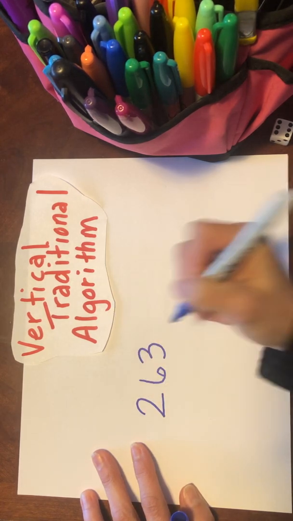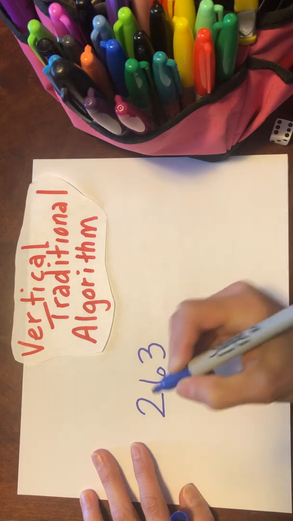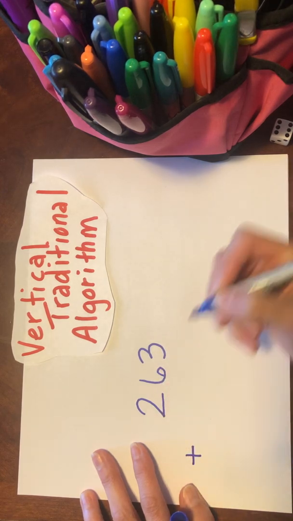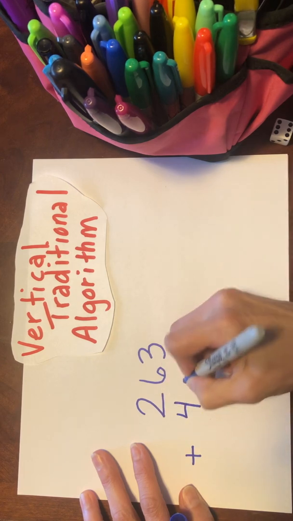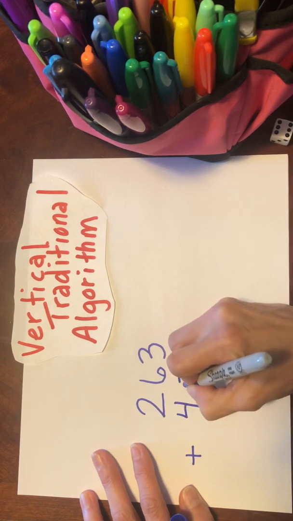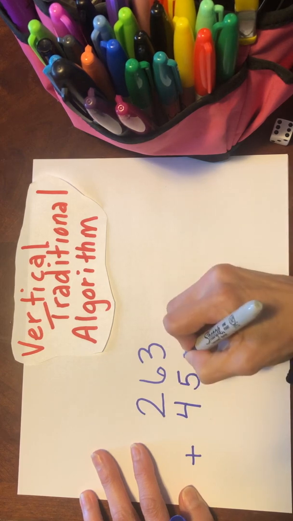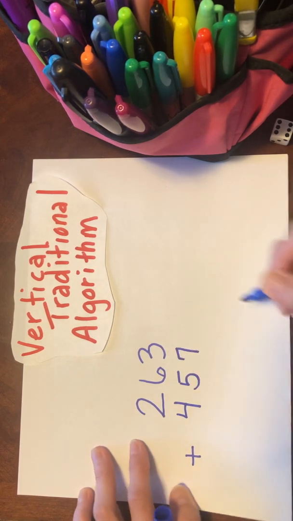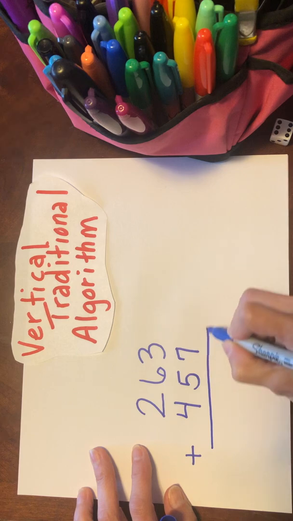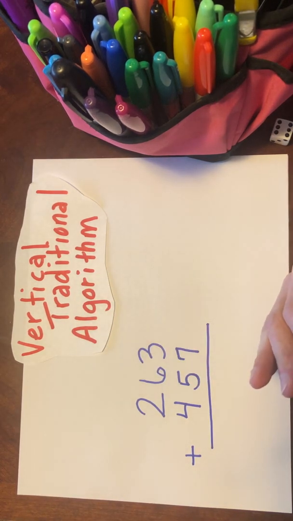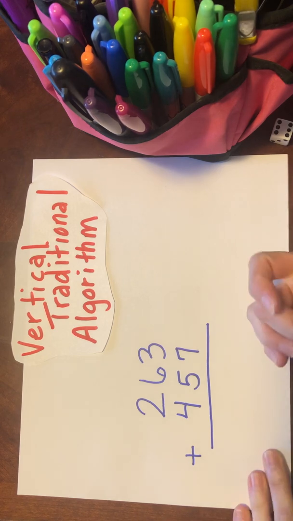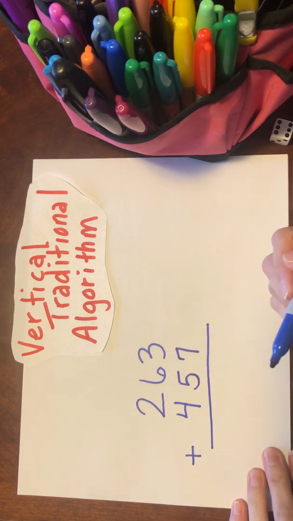263 plus 457. And this line right there means equals. So this is shown in a vertical representation. So this is a vertical number sentence setup.